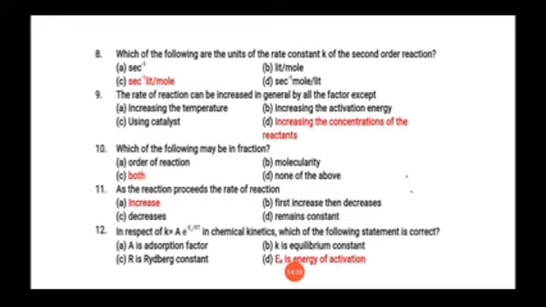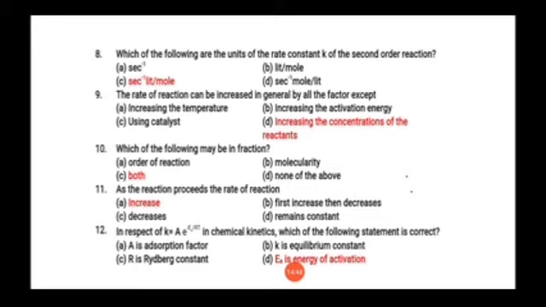Question number 10. Which of the following may be fraction? Options are order of reaction, molecularity, both, none of the above. So we all know that both order of reaction and molecularity can be in fraction, as we have discussed in one of the MCQs, that order of reaction is 1.5, that is H2 plus Br2 gives 2HBr. Similarly, molecularity can be in fraction, so the correct option is option C, both.